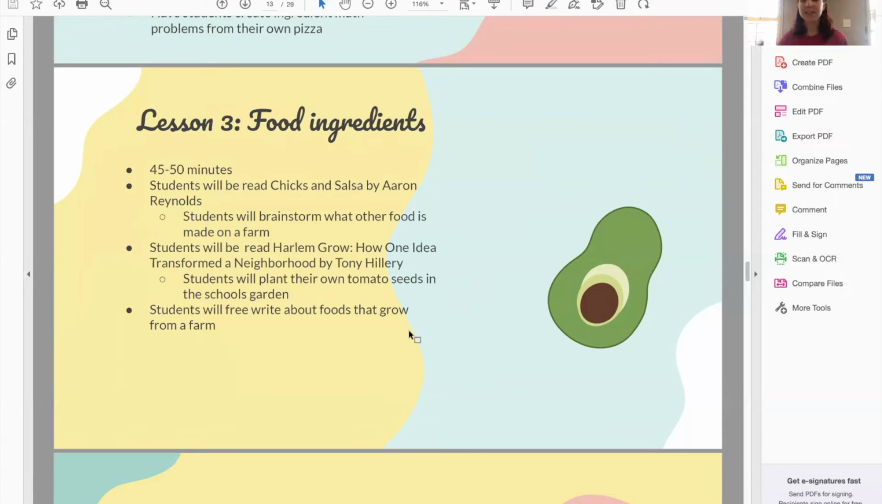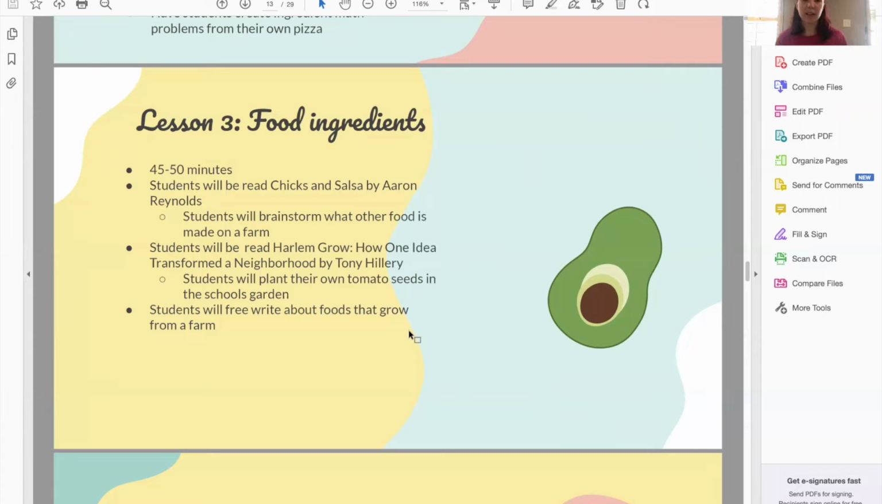From there I was going to explain the whole germination and plants and stuff like that. And so students will plant their own tomato seeds in the school garden, and that's going to take longer than this unit. So throughout, we'll tend to it, and maybe by however long it takes to grow a tomato, they'll get to take a tomato home and maybe make some salsa with it as well.